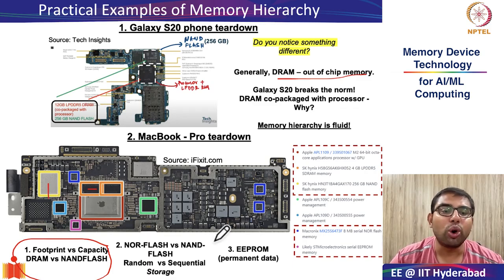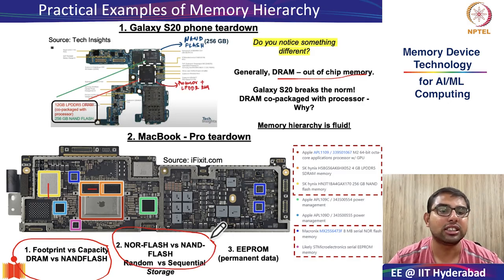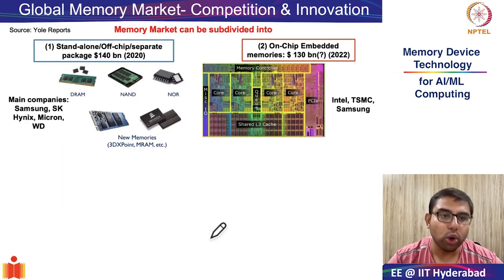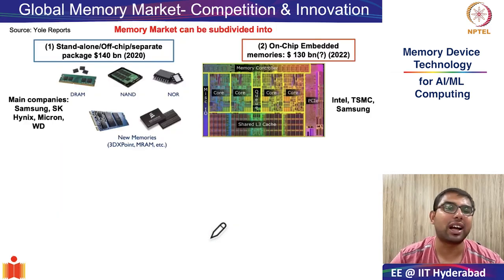Also, we looked at what is NOR flash versus NAND flash, which is random versus sequential storage. The differences between NOR flash and NAND flash we had discussed much more in detail when we saw our flash section. Okay. After this, we started looking at global memory market trends.